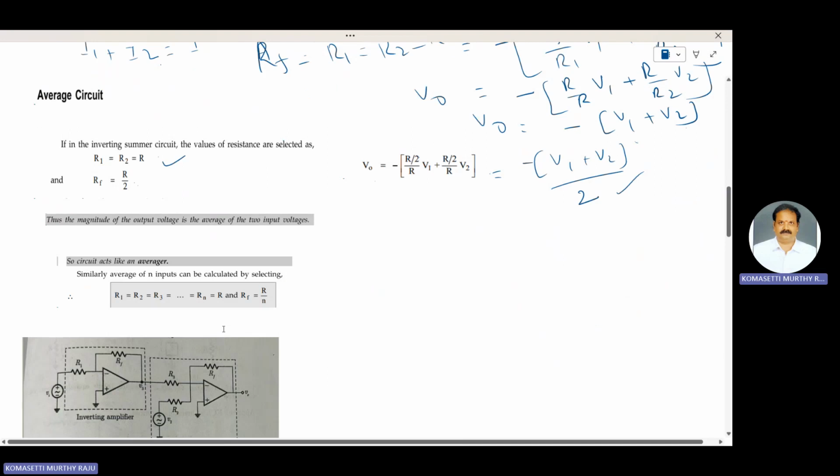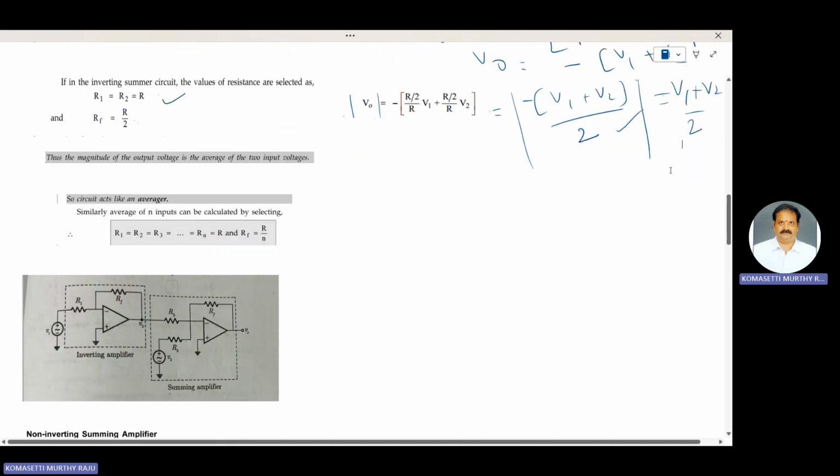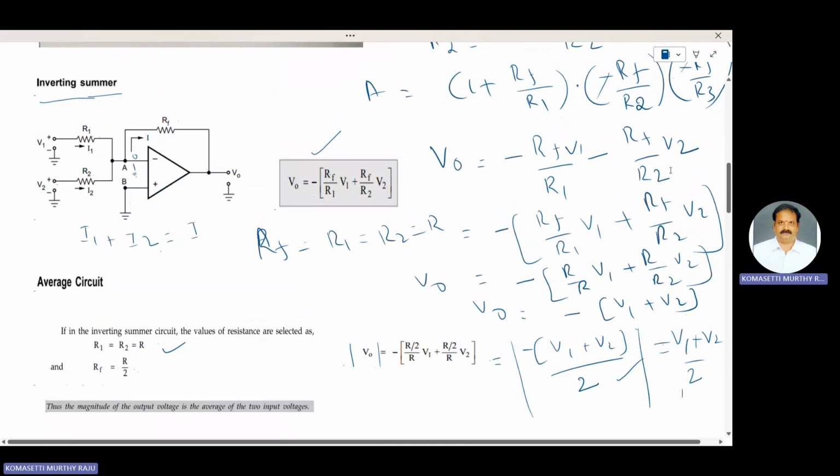Coming to this one, the magnitude of the output voltage is the average of the two input voltages. For the average of the magnitude we use this one. Minus sign is removed. Therefore, V1 plus V2 by 2, the average of two input voltages. Suppose the number of inputs also increases, V1, V2, V3, and so on up to Vn, with R1, R2, and so on up to Rn.